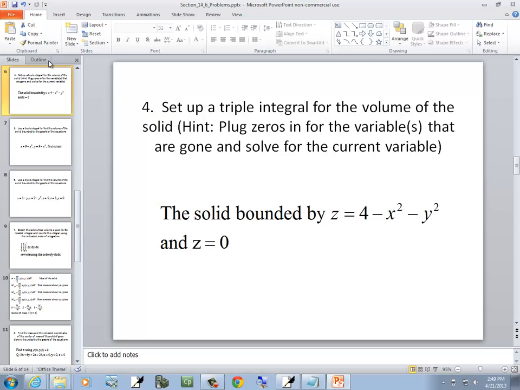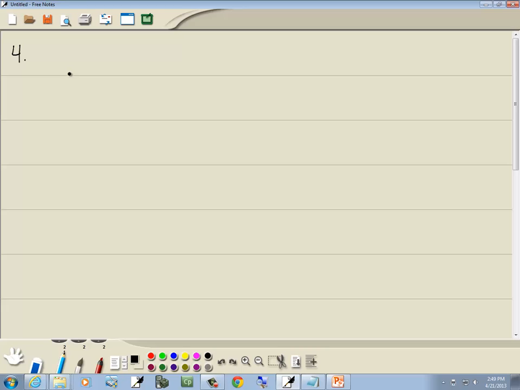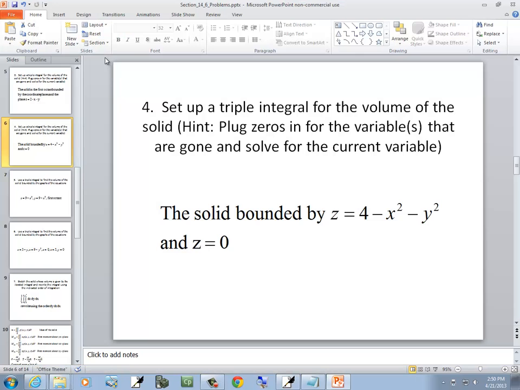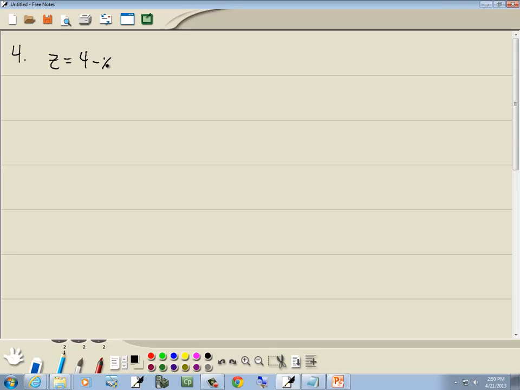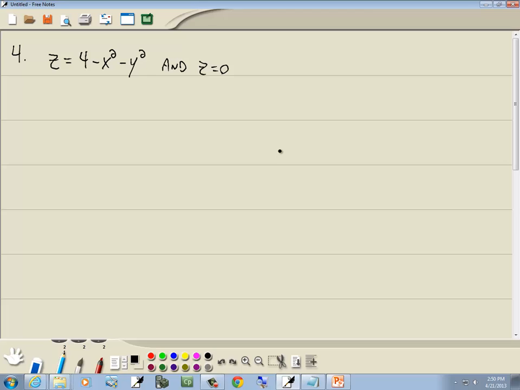Set up a triple integral for the volume of the solid. Doesn't look like they want us to actually go through and... last one was just to set it up too. I should read my instructions. Okay. Maybe a script wouldn't be a bad idea. 4 minus x squared minus y squared. And z is equal to 0. So set up a triple integral for the volume, and then I guess set it up and you're done.